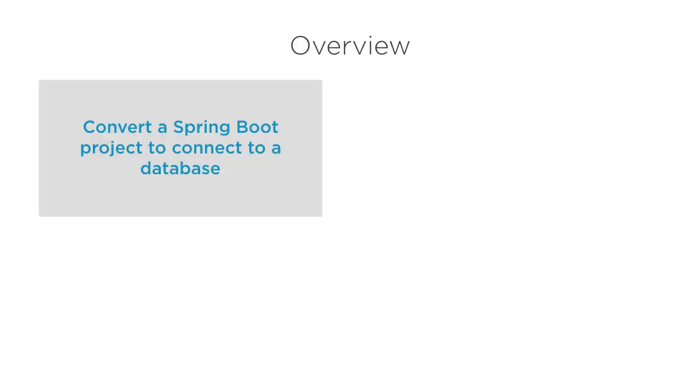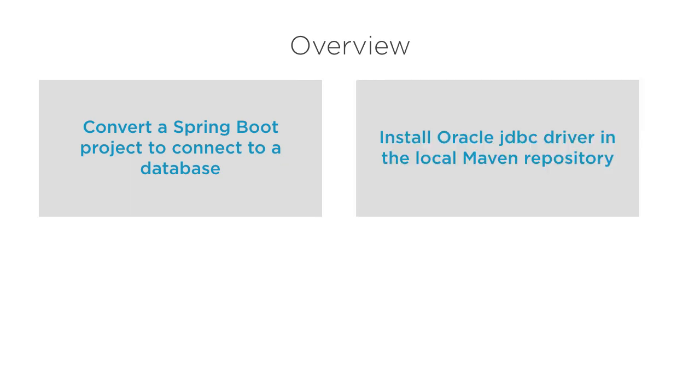In this video, we will convert our existing project, which we had built in our earlier video, building REST-based web services with Spring Boot, to connect to an Oracle database and retrieve the person information from there. Previously, we were returning a hard-coded list from our person service, which obviously would not be the case in most production applications. We will see how to install the Oracle JDBC driver to our local Maven repository.